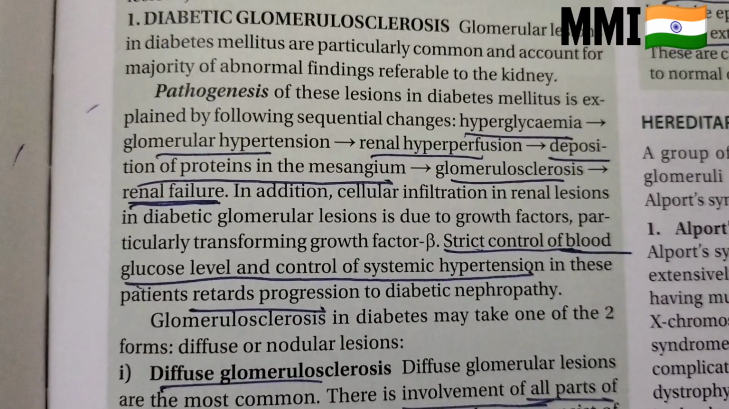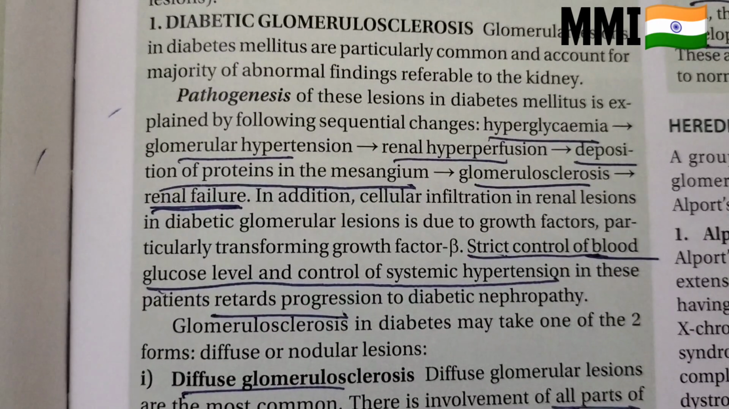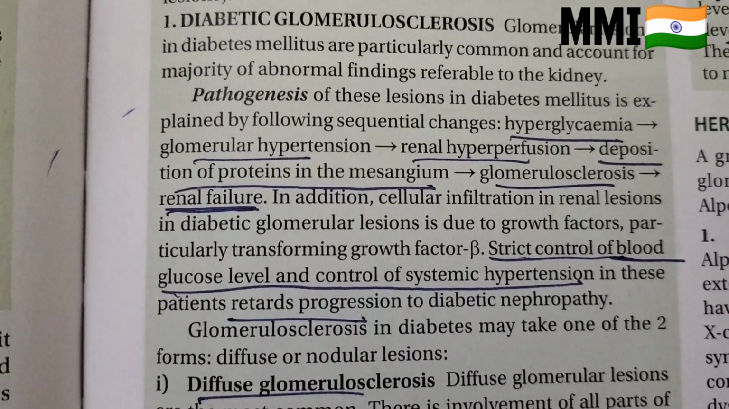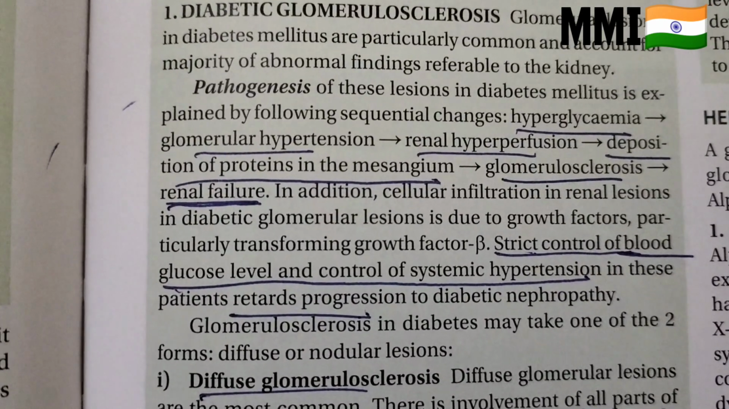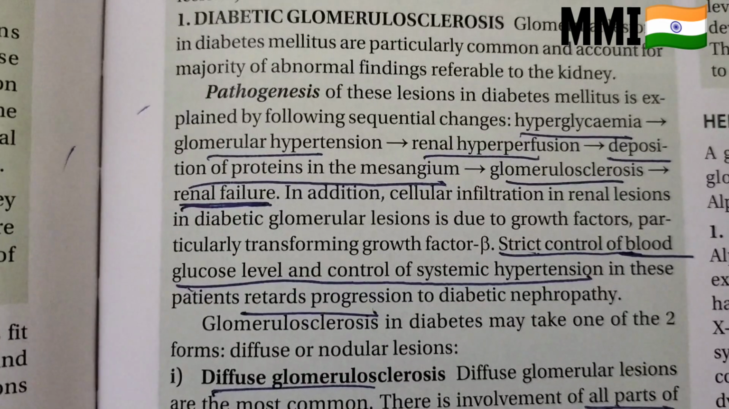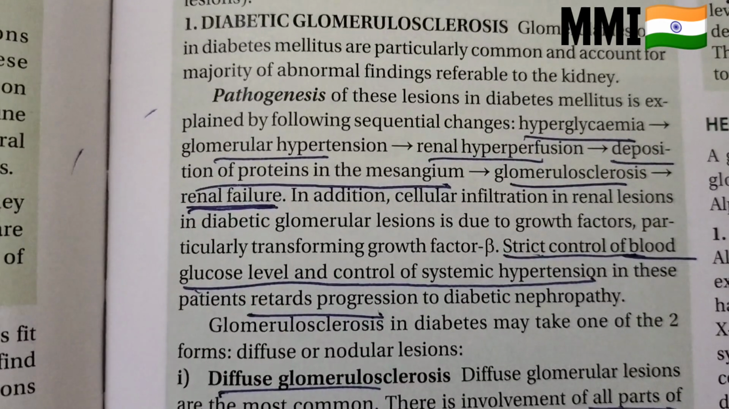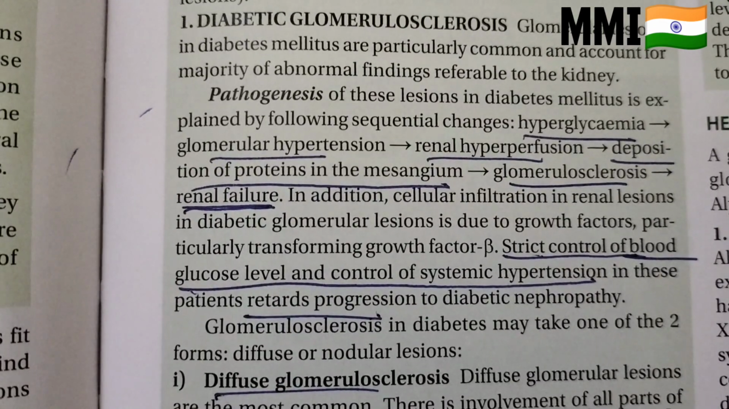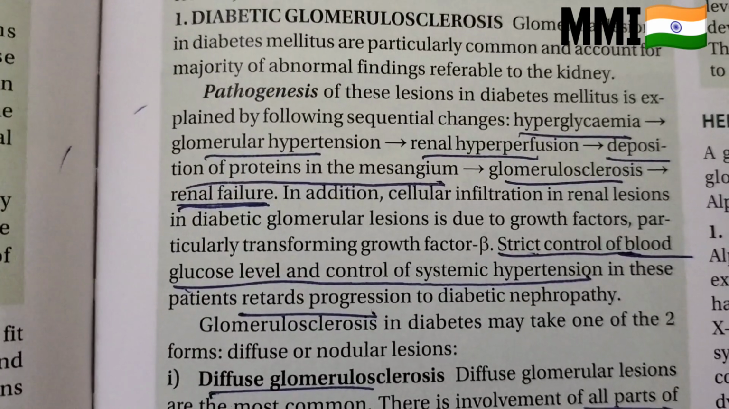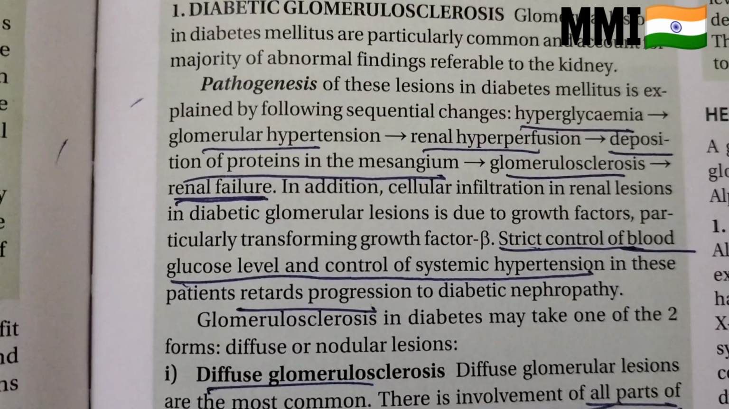In diabetic glomerular sclerosis, there is formation of lesions in the kidney. The pathogenesis involves diabetes, therefore there is an increase in blood glucose level, that is hyperglycemia. Because of hyperglycemia there is glomerular hypertension, because if there is an increase in the blood glucose level, there is also an increase in water concentration in that area. So the glomerular hypertension causes renal hypertension, which causes deposition of protein in the mesangium and leads to glomerular sclerosis and finally to renal failure.